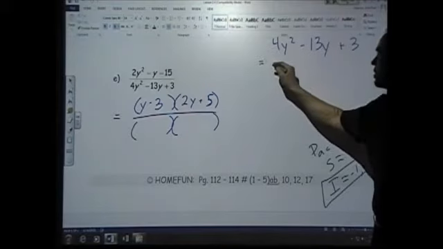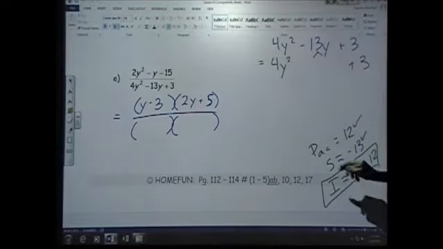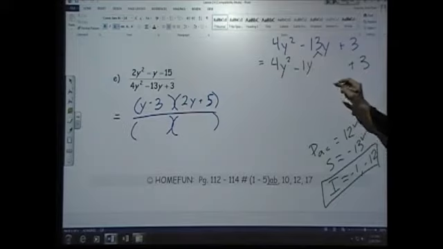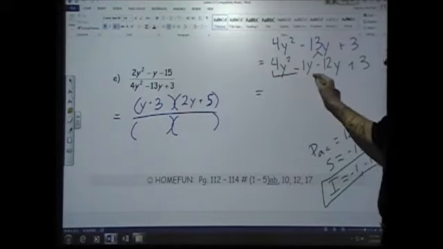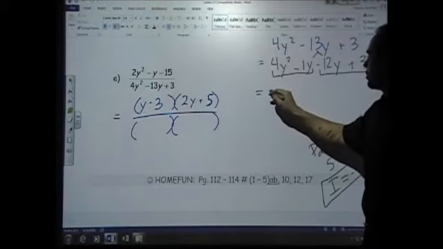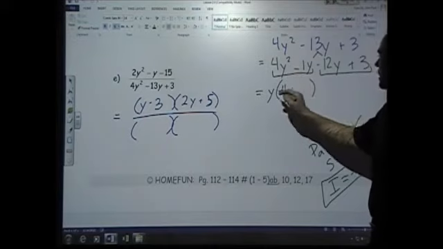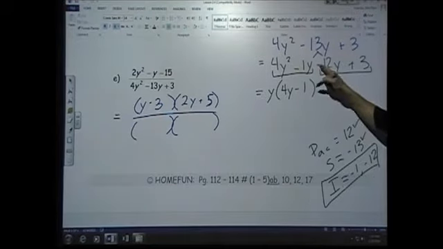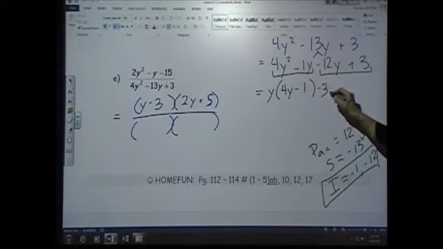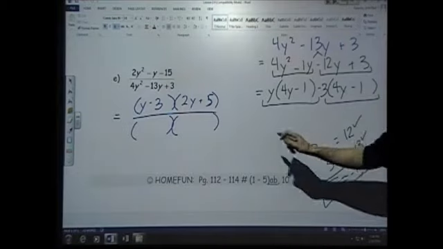So I have to use decomposition by leaving the first term and the last term alone and breaking up the middle term into negative 1y and negative 12y. You don't have to write the 1, of course, but then factor by grouping. Grouping the first two terms, I can factor out a y. That divided by y is just 4y, that divided by y is just negative 1. And then between these two terms, I can factor out, remember there's a negative out front, so a negative 3. That divided by negative 3 is positive 4y. That divided by negative 3 is negative 1. How do I know I'm doing it right? The two brackets are the same.